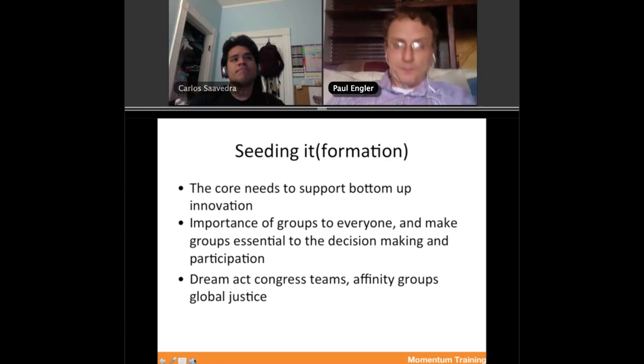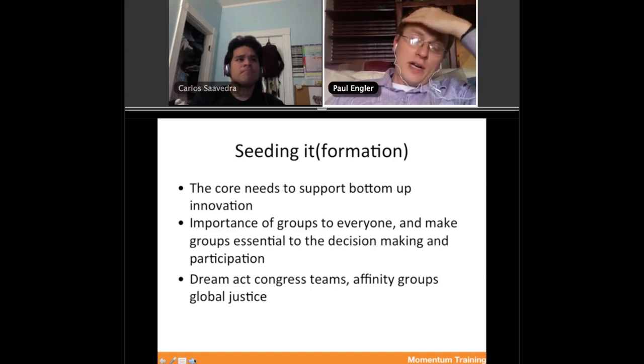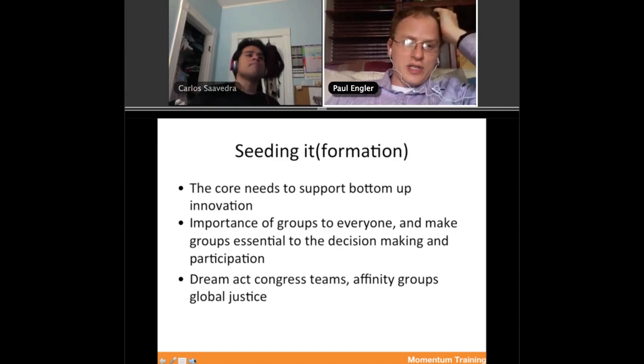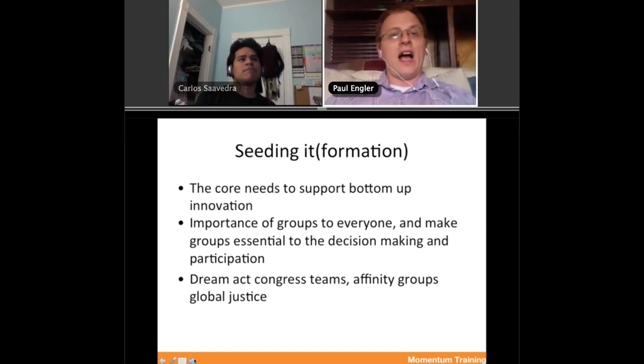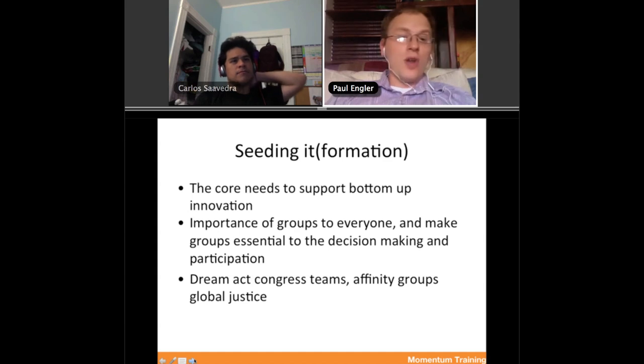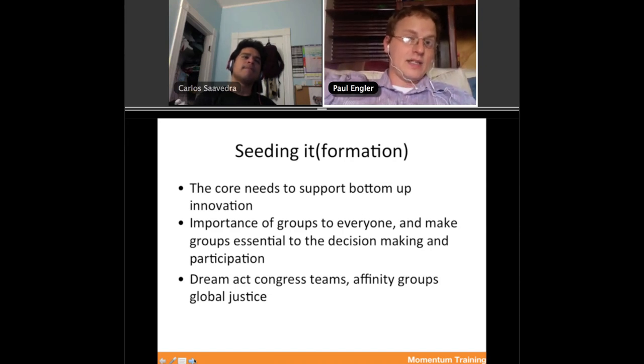Sure. So the first thing is, when you're talking about a team structure, the core really needs to support bottom-up innovation. What I mean by that is that when you actually start having teams, you have to see what's out there in the teams and help the best ideas and the best practices float to the top by advertising them, by doing things that support the bottom. What we call that is bottom-up innovation. That's different than top-down innovation, which is the core actually developing ideas and making sure everybody does it, which sometimes you need to do.